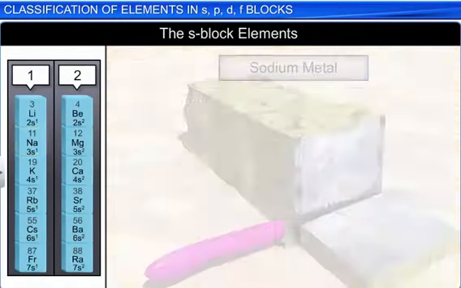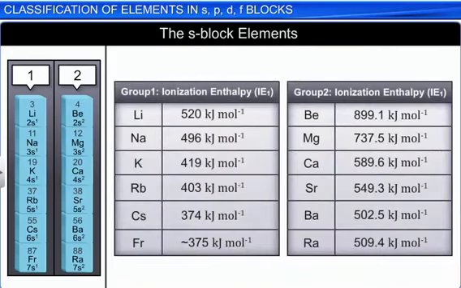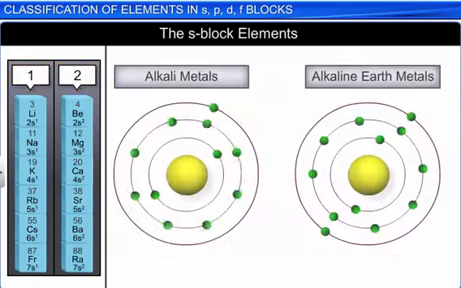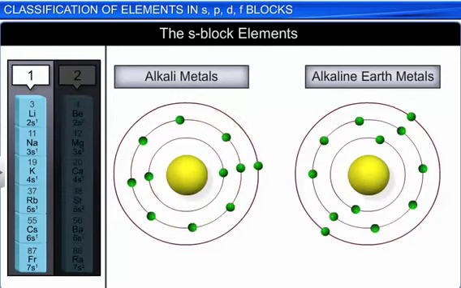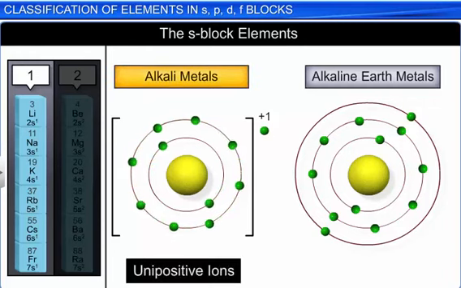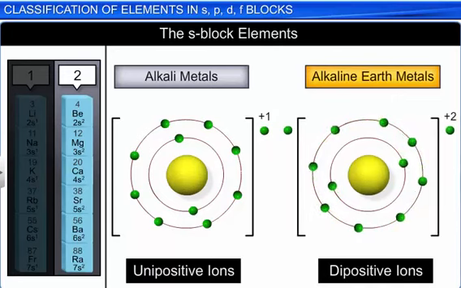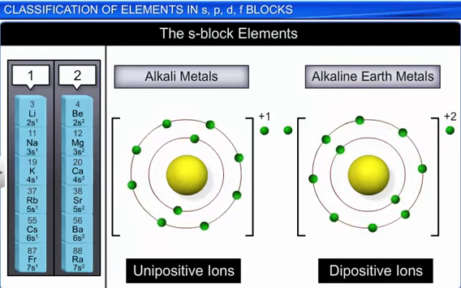With the valence shell electronic configuration of ns1 and ns2 respectively, these elements have extremely low ionization enthalpies. That is, they easily lose their outermost electrons to form unipositive ions in the case of alkali metals, or dipositive ions in the case of alkaline earth metals. Therefore, the compounds formed by the S block elements, with the exception of those formed by lithium and beryllium, are ionic in nature.